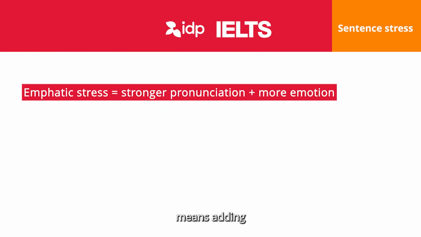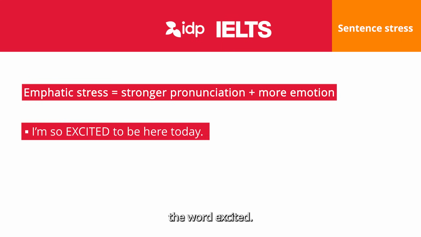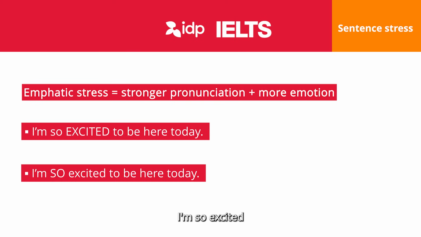Emphatic stress means adding extra emphasis to words in a sentence to express feelings or attitudes. For example, if you wanted to show your audience that you're excited about your presentation, you would stress the word excited. "I'm so excited to be here today." If you wanted to show extra excitement and enthusiasm, you might choose to emphasize the word "so" instead. "I'm so excited to be here today." You're thrilled to be here, much more than just a little excited.